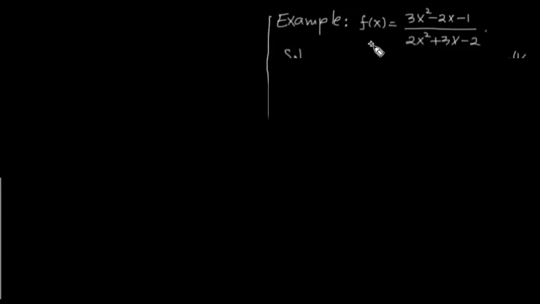So this is our second example. f(x) = 3x² over 2x² + 3x − 2. Again, it's a degree 2 over degree 2. So we're going to do the long division to rewrite this one with a fractional part, the degree of the numerator less than the degree of the denominator.